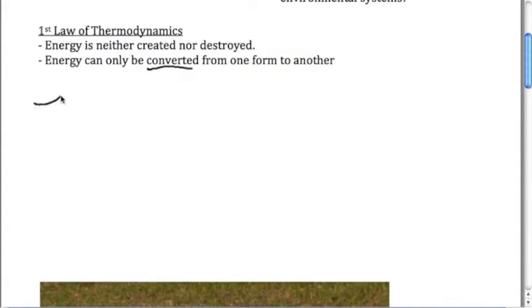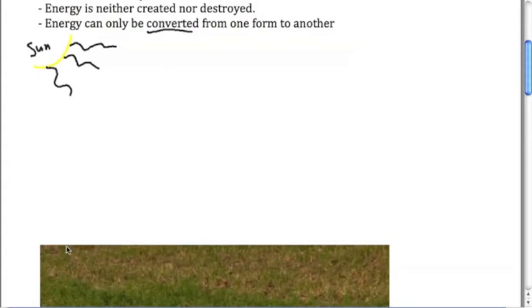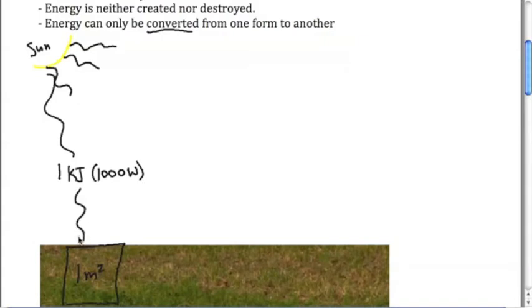Well, from an environmental standpoint, a lot of our energy on Earth starts from the sun. And when the sun is shining, the radiation from the sun is where a majority of the energy on Earth comes from. If the sun shines on a certain area, let's say one square meter of Earth, one square meter of grass, the amount of sun that shines down on that square meter is approximately 1,000 watts per second, or what we would call 1 kilojoule.